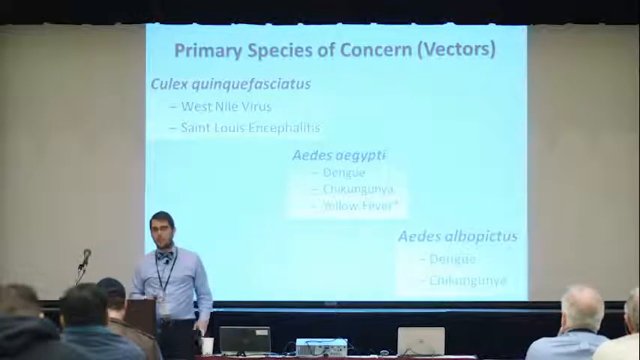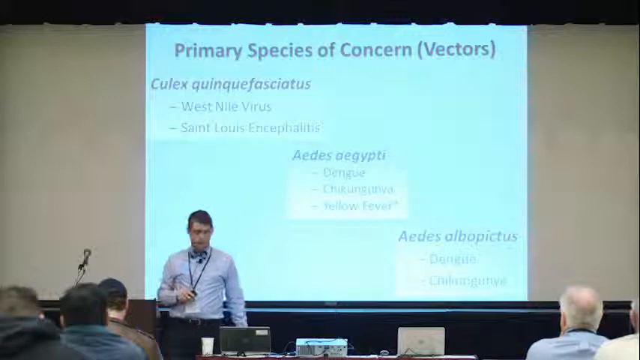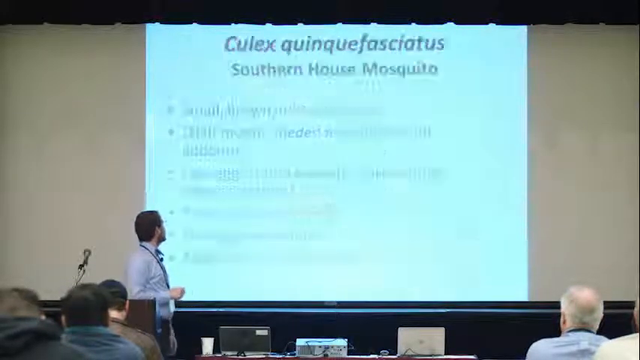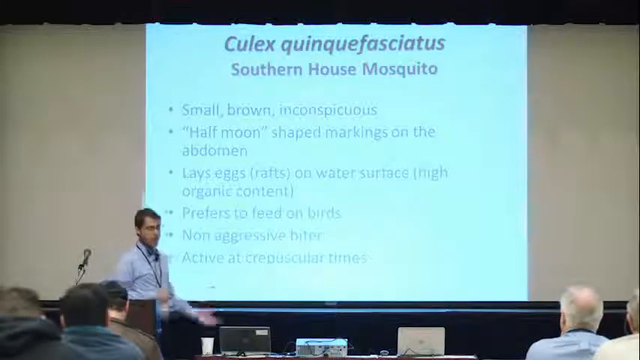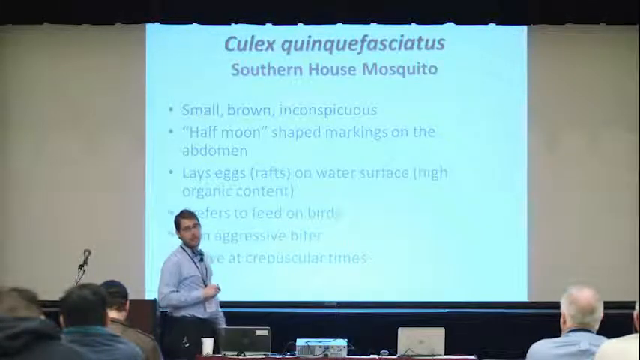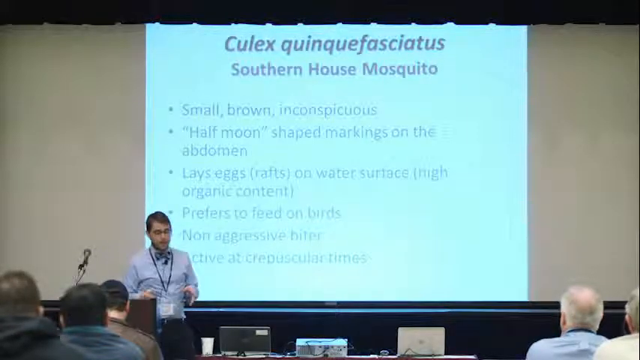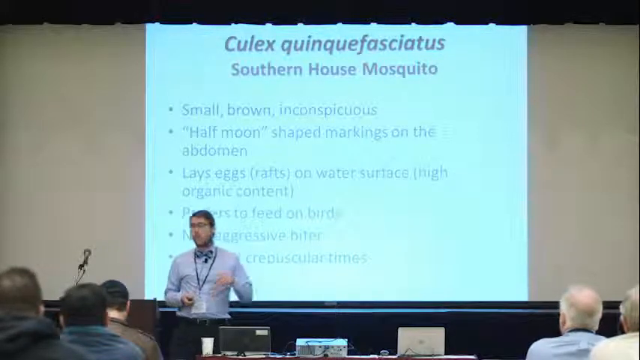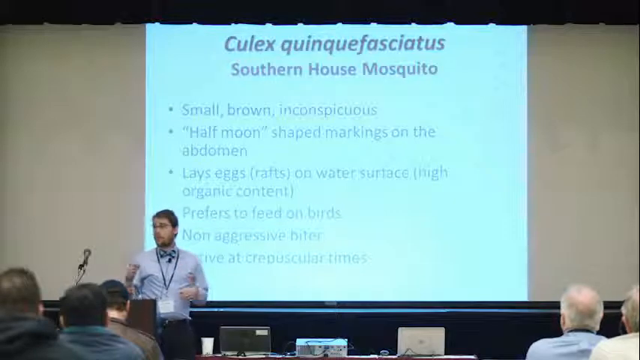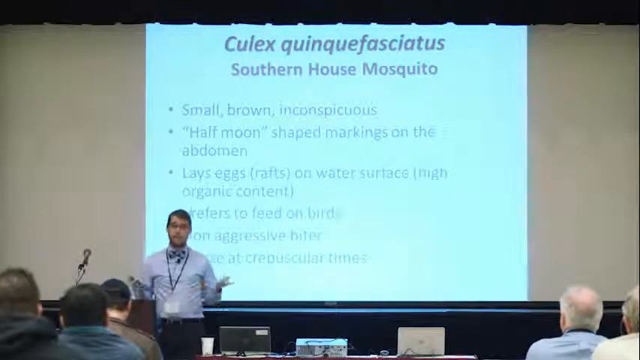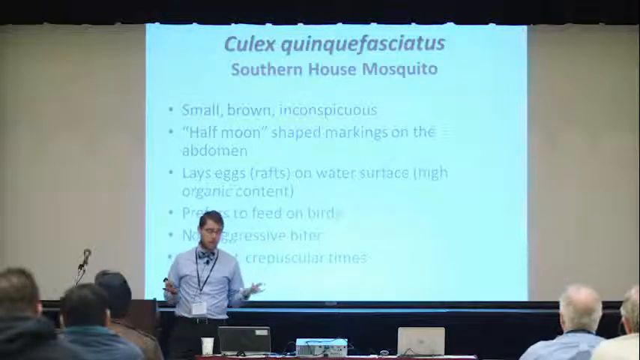And Aedes albopictus, which is a player in dengue and chikungunya, and a minor player in West Nile as well. So first, let's talk a little bit about these. Culex quinquefasciatus is a small, brown, inconspicuous mosquito. It has half-moon-shaped markings on the abdomen. It lays its eggs in egg rafts on the surface of water that's usually fouled by some kind of organic content, and the sky's the limit with the water fouling.